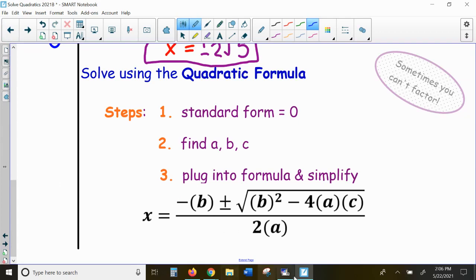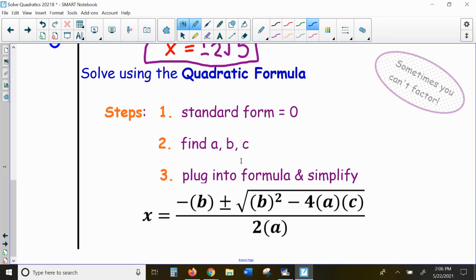Yes, you need this formula. Be very careful copying it down. So after you copy it down, refer back and make sure it's exactly perfect, because if you start using the wrong formula every single time, that is bad news. Okay, so step one, you want everything to be in standard form equal to 0. So you need to have 0 on one side of the equal sign. Standard form means highest powers first.